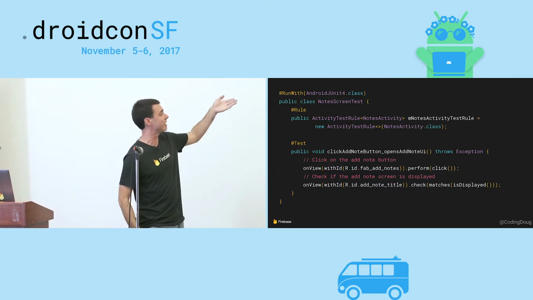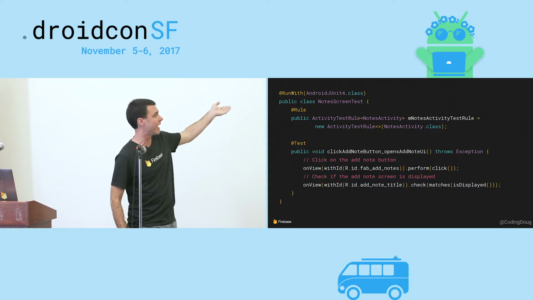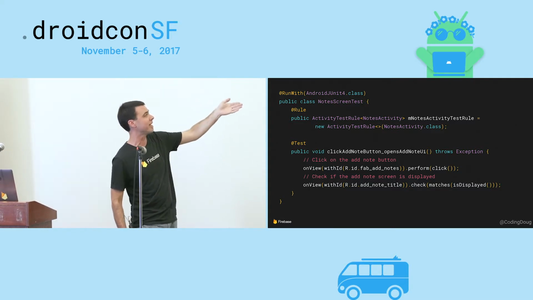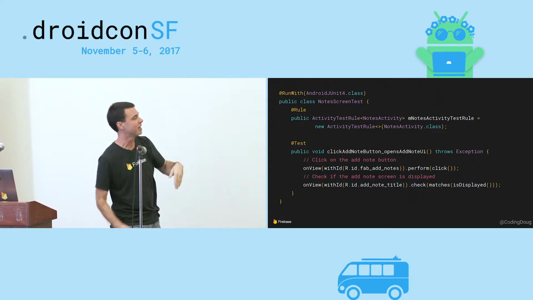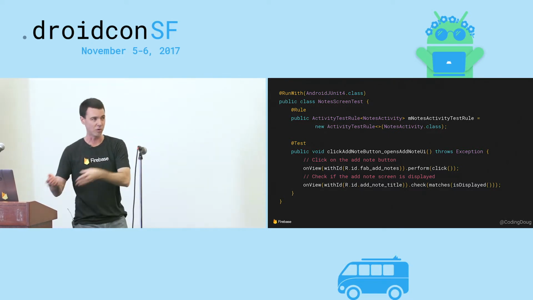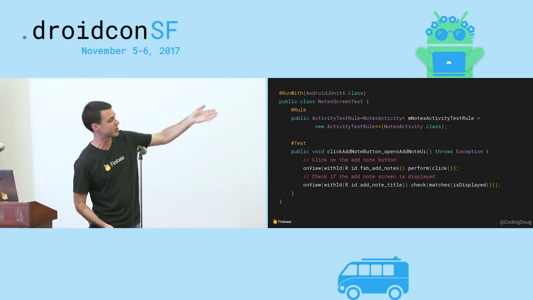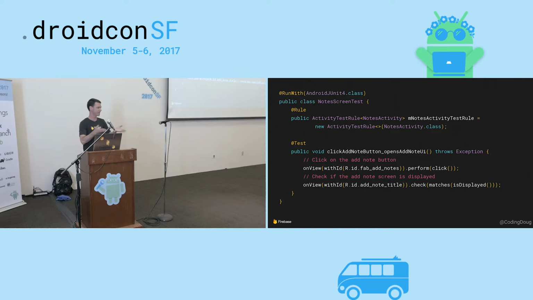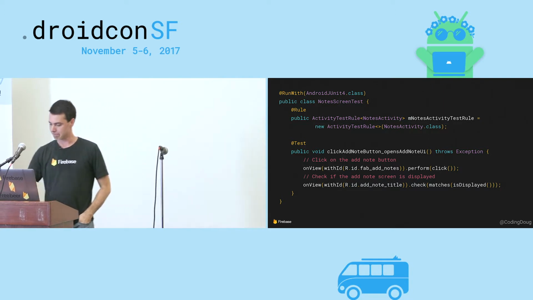So what this is saying is when a view becomes visible and when the view with an ID of fab_add_notes, click it. So when that button is visible, click it. Then wait for something else to show up and check to see if it matches the text that you expect. So this is what we'd call a fluent language for doing instrumentation testing.